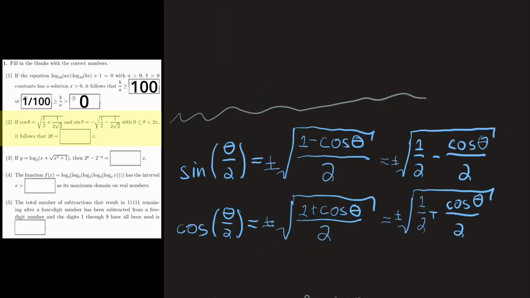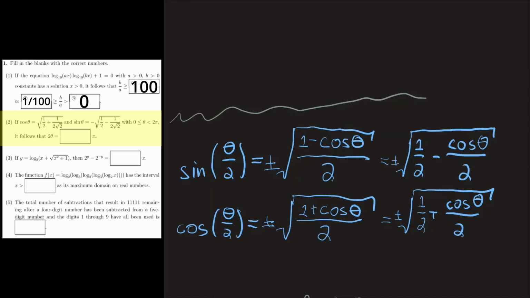So next is question 2, which says, if cosine theta is equal to the square root of 1 over 2 plus 1 over 2 times the square root of 2, and sine theta is equal to negative the square root of 1 over 2 minus 1 over 2 times the square root of 2, with 0 less than or equal to theta less than 2 pi, it follows that 2 theta is equal to blank times pi.